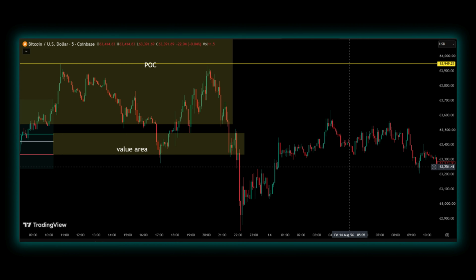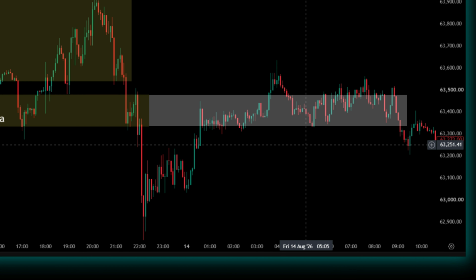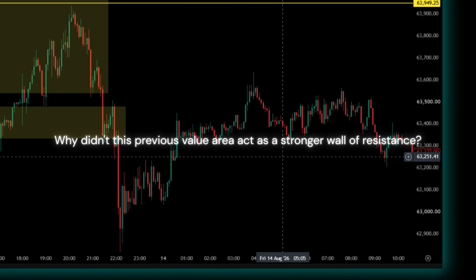But our volume profile analysis doesn't stop here. Look at the strong recovery rally on the right side of the chart. As price pushes back up, our previous value area actually tries to act as resistance. You can see the price trading right around this zone, battling it out. It even breaks through slightly at the top, which is a classic institutional stop-loss hunt designed to trap retail breakout traders. But we have to ask ourselves, why didn't this previous value area act as a stronger wall of resistance?